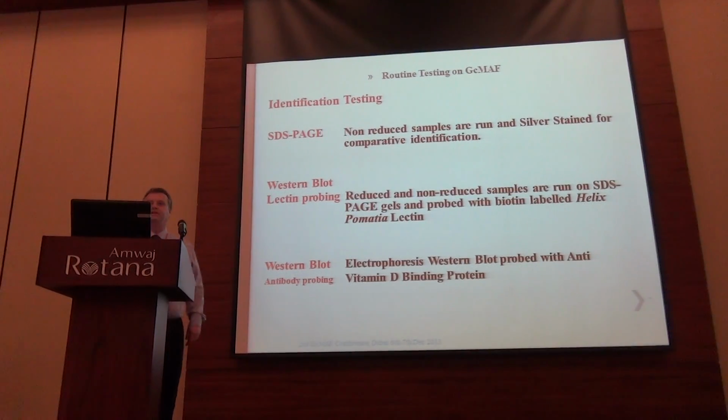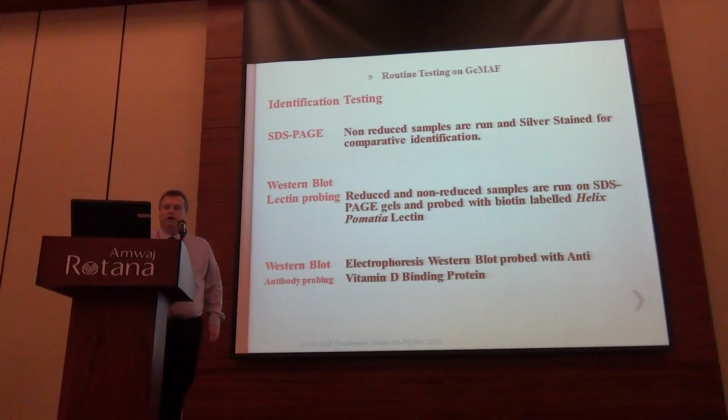We do some identification because we want to make sure that what comes to us for testing is what it should be. Is it what it says on the tin? We do the polyacrylamide gel electrophoresis. We do silver stain on that because the quantities, as you know, are very small.